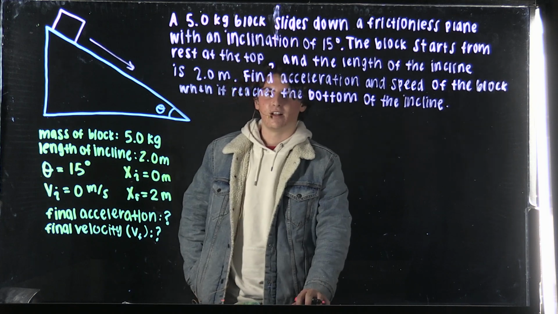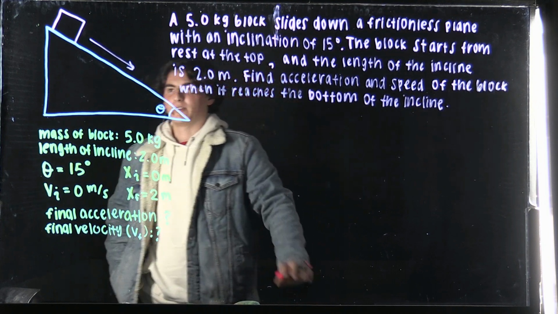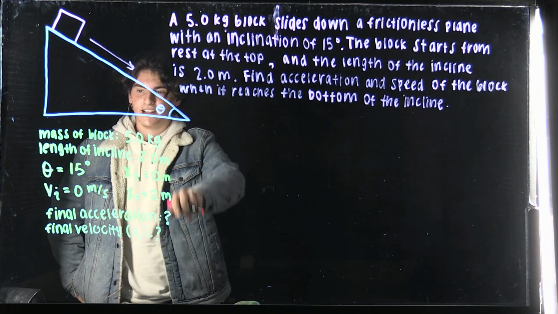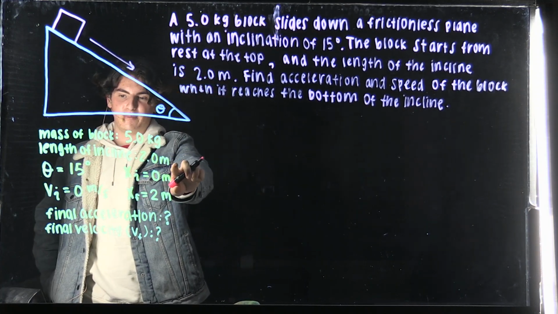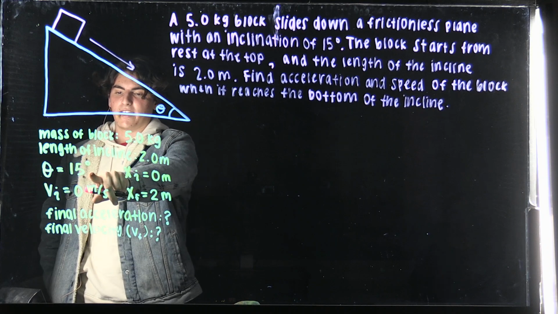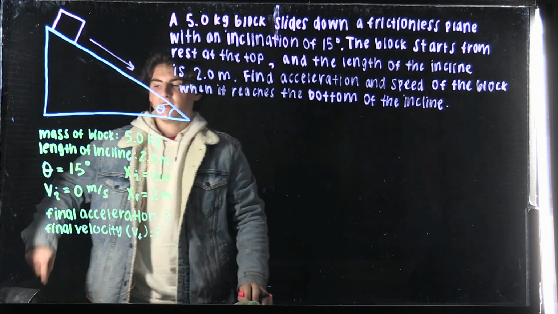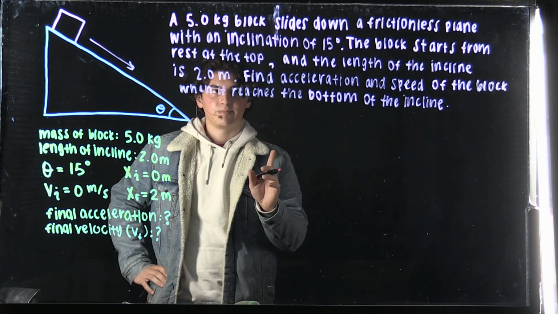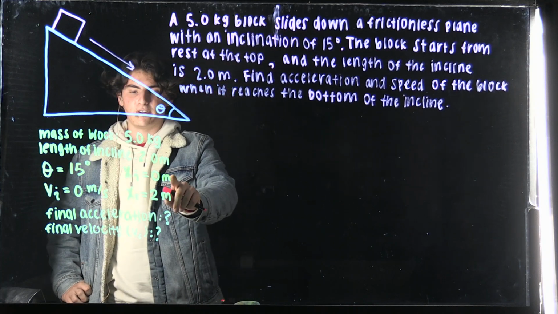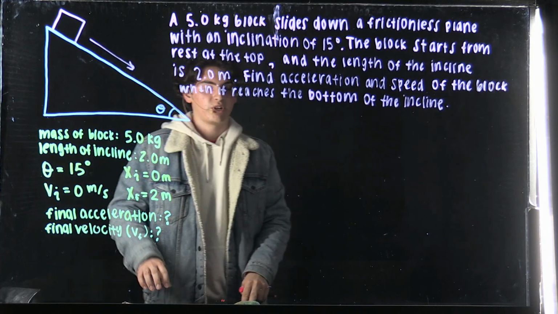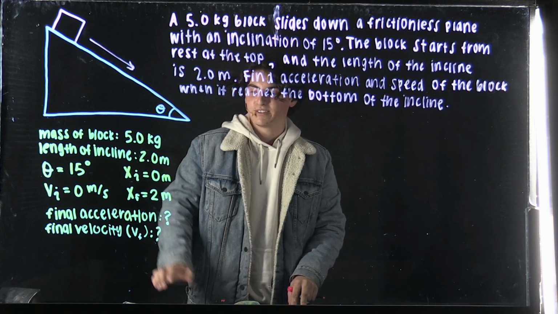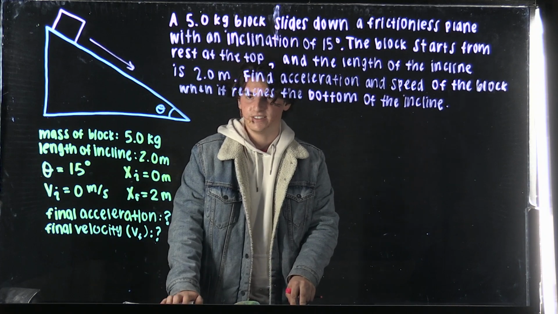So first, let's look at all of our given information. We also drew the block up here. The mass of the block is 5 kilograms, the length of the incline is 2 meters, and our theta is equal to 15 degrees. Initial velocity is 0 because it starts from rest. Our initial position is 0 and our final position is 2. We're trying to solve for the acceleration and the final velocity.